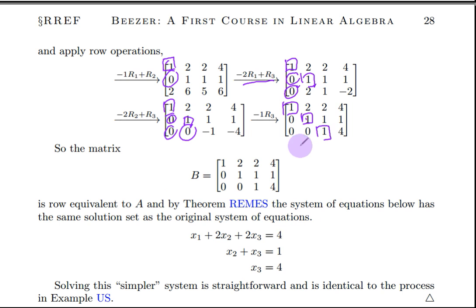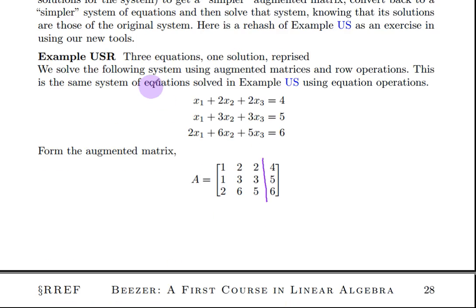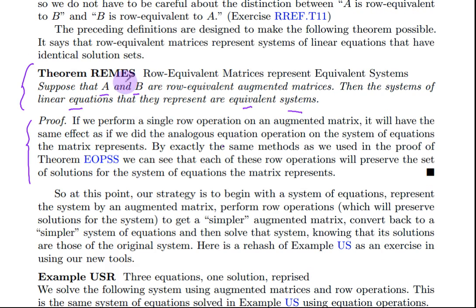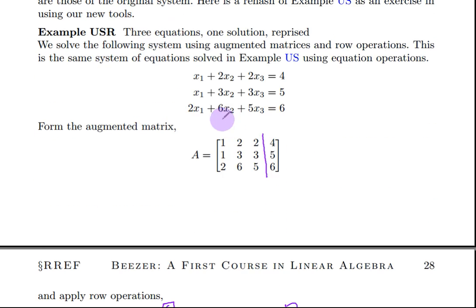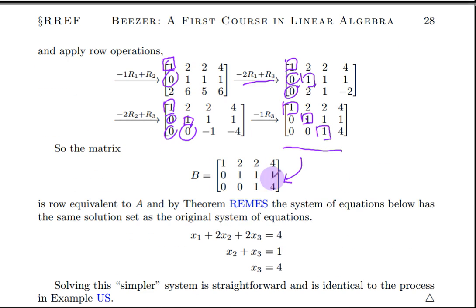Okay? So my final matrix was this matrix here. And the theorem that we have up here, which is this theorem up here, says that this augmented matrix represents a system of equations that has the same solutions as my original system of equations. All right? And I can easily write this back as a system of equations. I just put the variables back in. This first column is x1, second column x2, third column x3. The fourth column is the vector of constants.